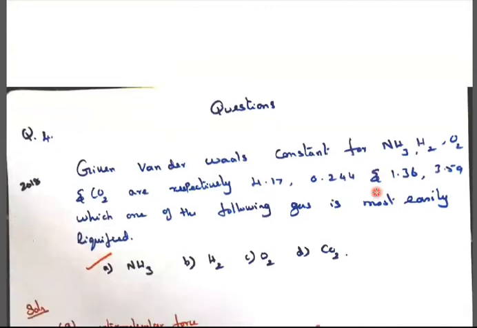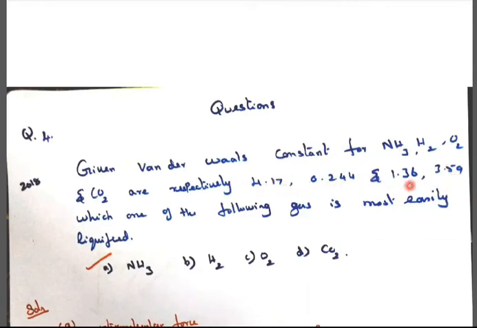Question number 4. Given the van der Waals constants for ammonia NH3, hydrogen H2, oxygen O2 and carbon dioxide CO2 are respectively 4.17, 0.244, 1.36 and 3.59. Which one of the following gases is most easily liquefied? This is a 2018 NEET question. These are the values: ammonia 4.17, hydrogen 0.244, oxygen 1.36, carbon dioxide 3.59.